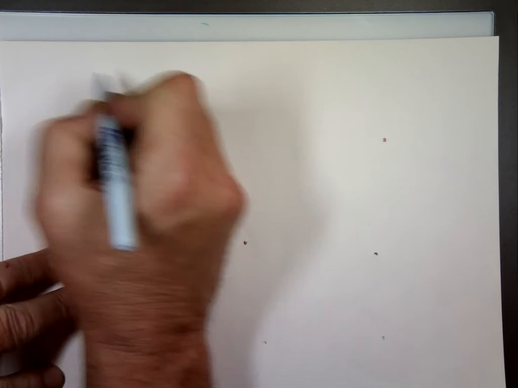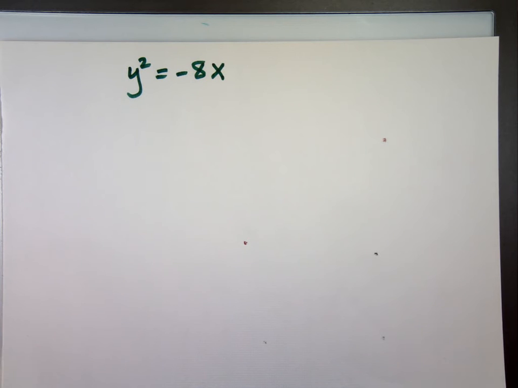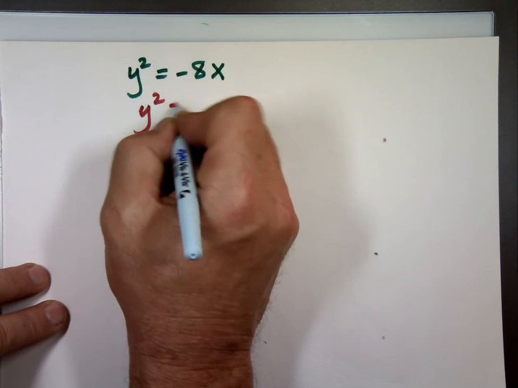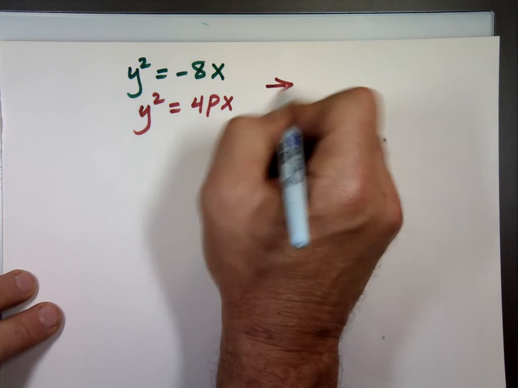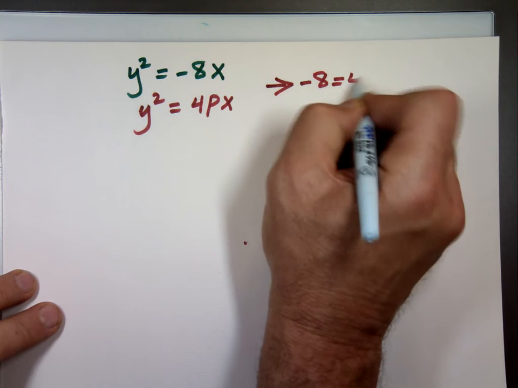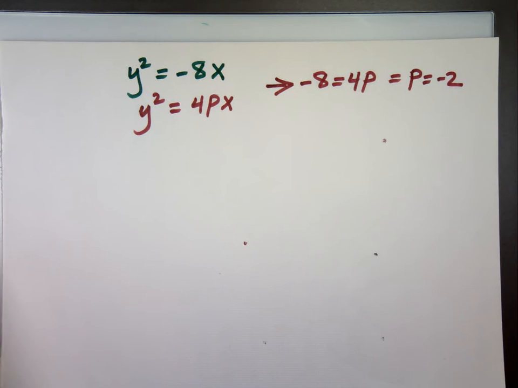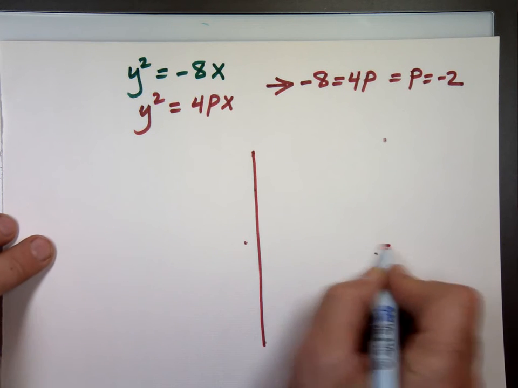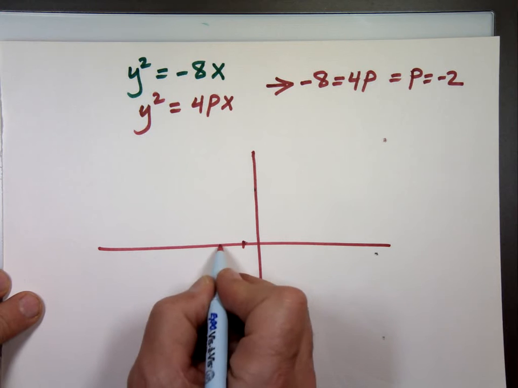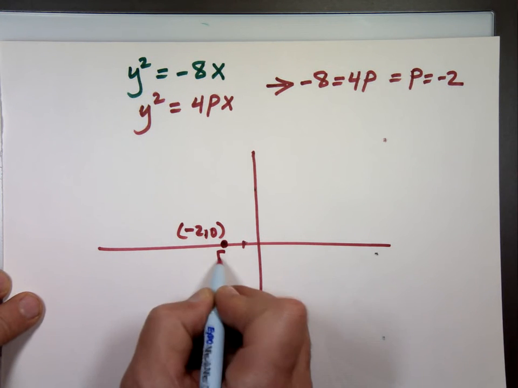I have y squared equals -8x. What's the standard form? Y squared equals 4px. That means the -8 has to equal 4p. What's p equal to? -2. Since it's negative, it's opening to the left. So minus 2 comma 0, that's your focal point. Right here.